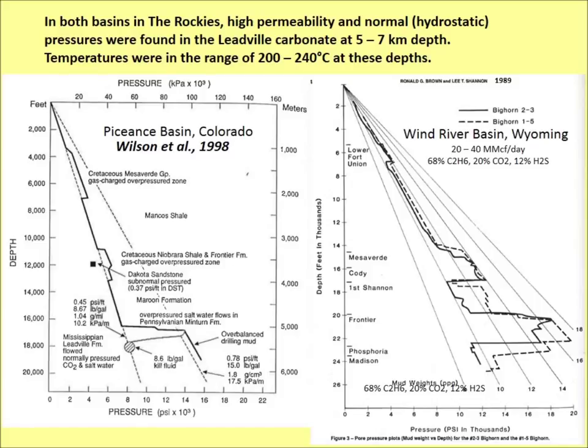talking 7 kilometers. Various zones of overpressuring at shallow depth related to, in particular, hydrocarbons, but when they break into the Mississippian down there, they're back to hydrostatic with respect to the surface. And they invariably report great permeability, different sort of fluids that are in there.